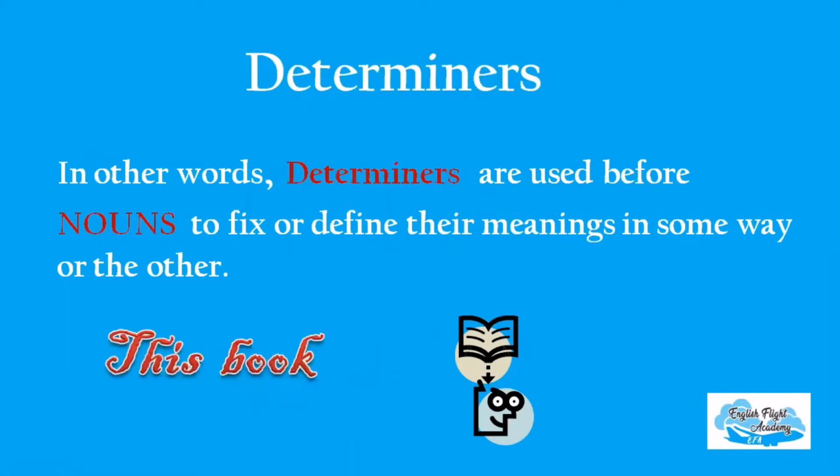In other words, determiners are used before nouns to fix or define their meanings in some way or the other. They are used always before nouns, right? To fix or define their meaning in some way or the other. So this book means the book which is near.